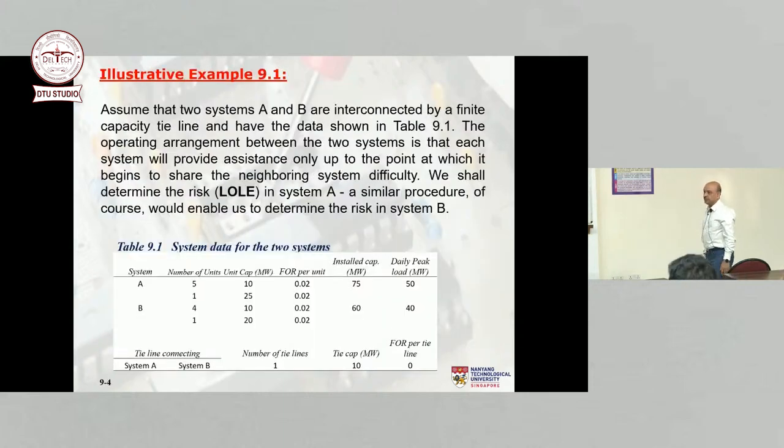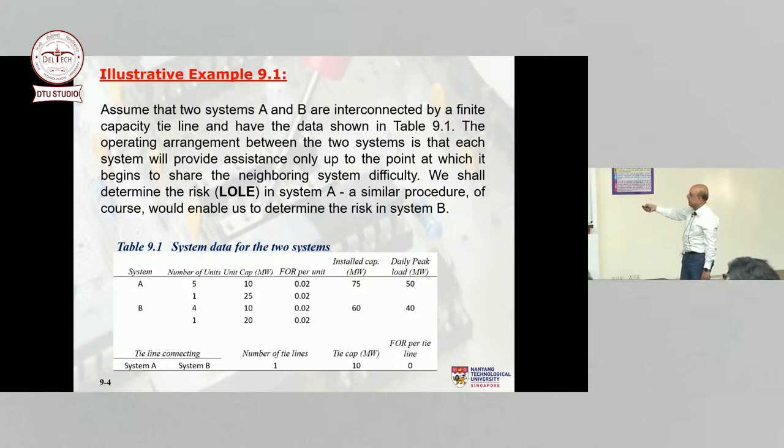So let's look at an illustrative example. Assume that the two systems A and B are interconnected by a finite capacity tie line and have the data shown in table 9.1. So system A has 5 units of 10 megawatt each and 1 unit of 25 megawatt. So the total installed capacity is 75 megawatt and the daily peak load is 50 megawatt.